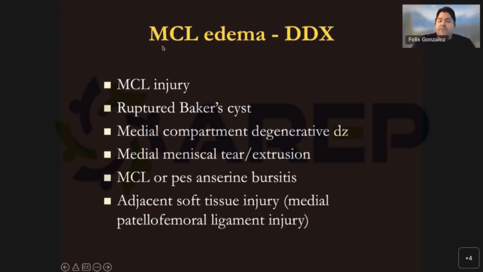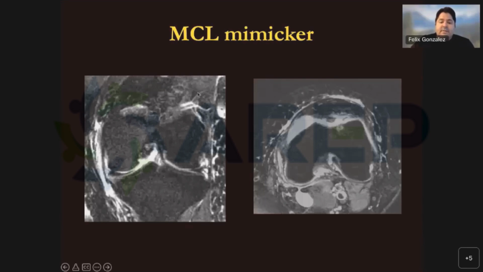Differential diagnosis: when you see edema in the medial collateral ligament compartment, you can have an MCL injury, you can have edema from a ruptured Baker cyst, you can have degenerative changes. You can have a medial meniscal tear with extrusion that will give you edema in that compartment. You can have bursitis within the MCL or pes anserine bursitis. And you can also have edema tracking from a medial patellofemoral ligament injury, tracking down inferiorly onto the region of the MCL. So these are mimickers.